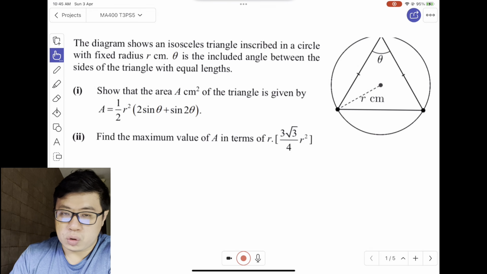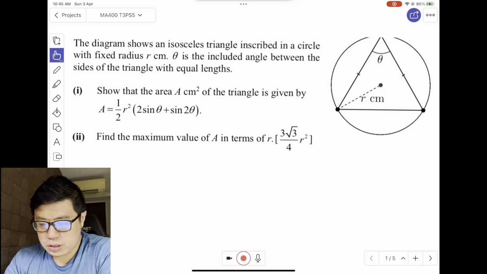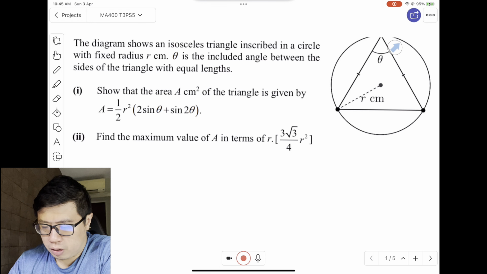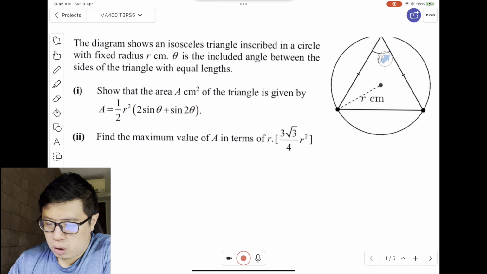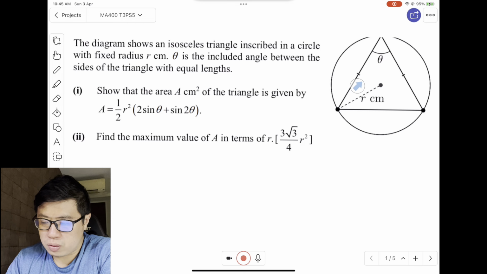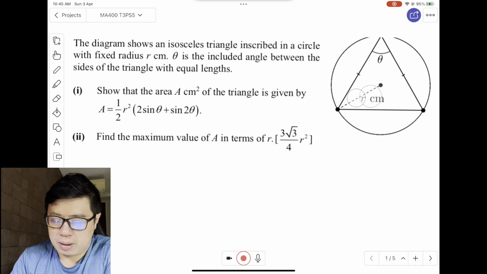Okay, this question is question 1. So we are showing an isosceles triangle that's inscribed in a circle with a fixed radius r. I want to show that the area of the triangle is given by A equals half r squared (2 sine theta plus sine 2 theta).